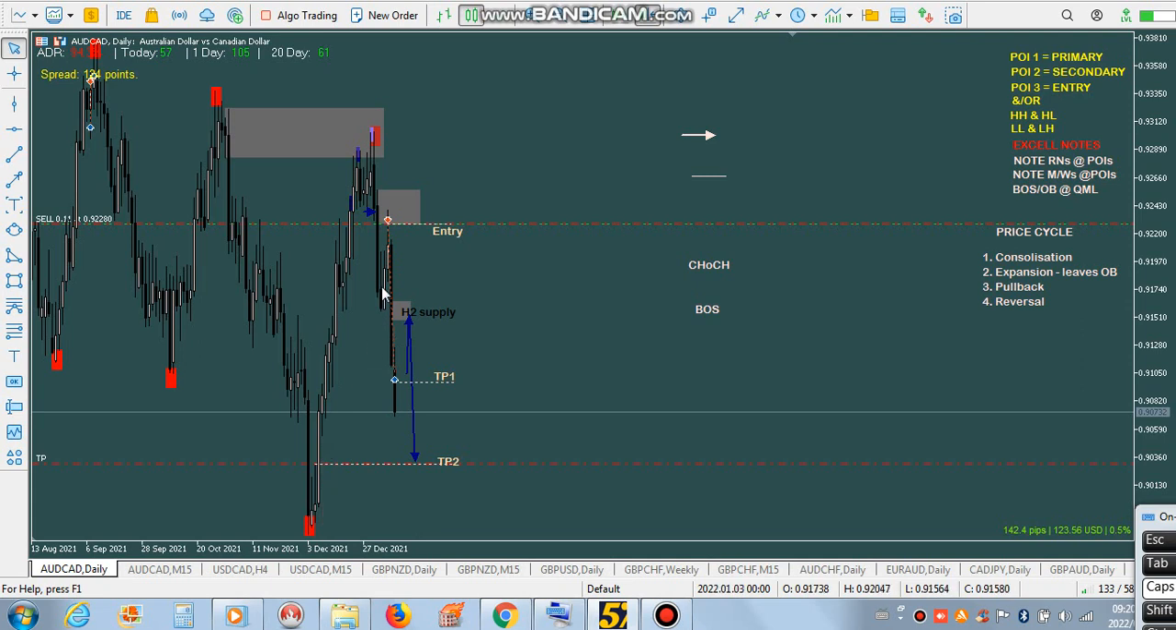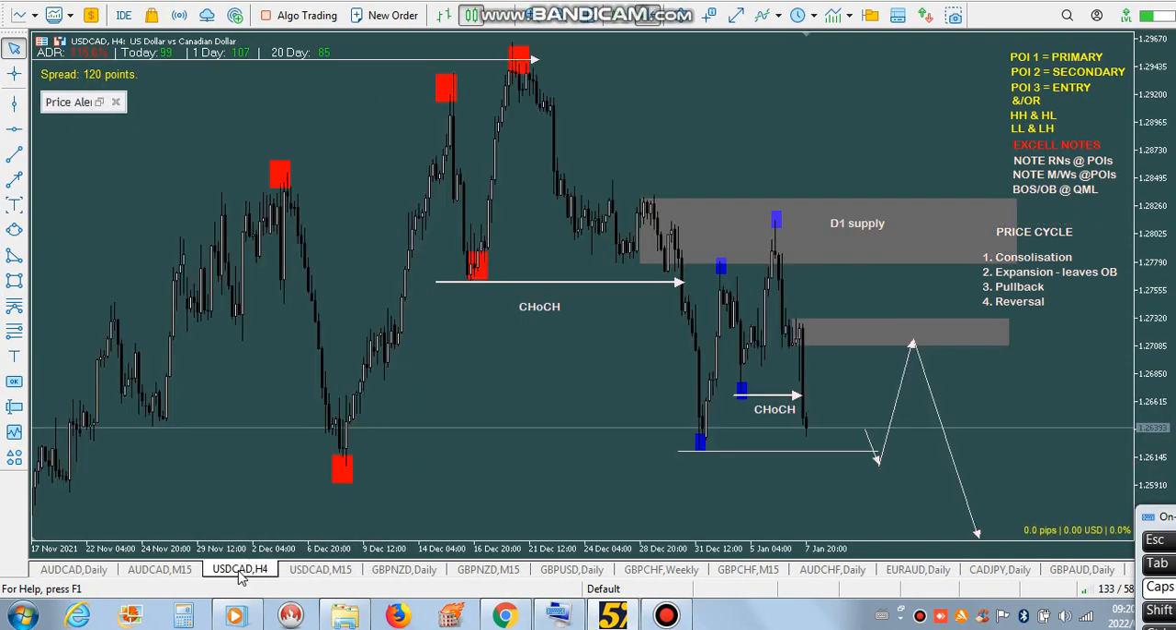And guys, this is the same thing that continues to happen time and again. But otherwise, as of now, this is my thought process on the USD Canadian. I'll keep you posted.